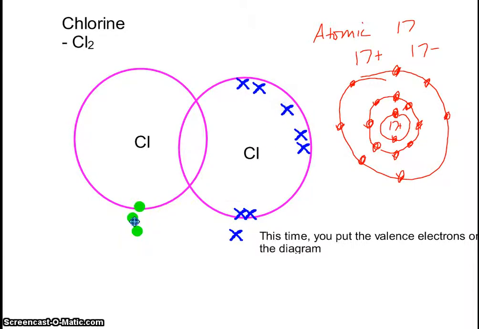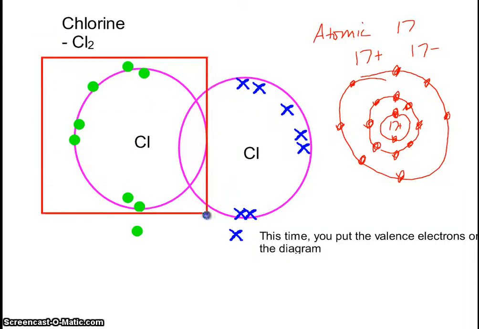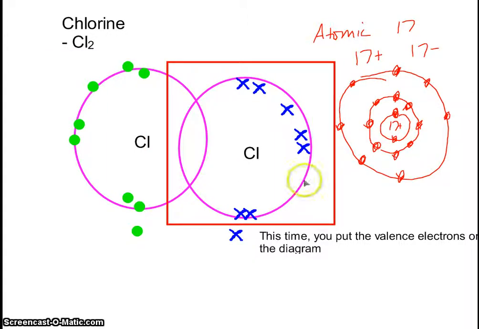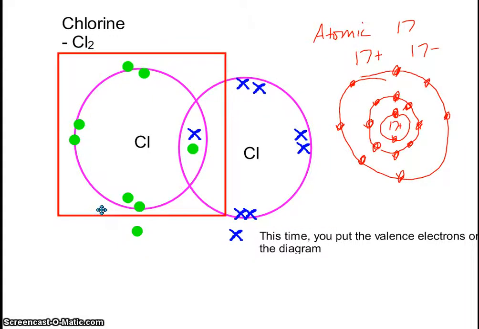For each one. I expect you're already there, right? You've already figured out what's going to happen. This chlorine atom has 7 electrons. So is this one. They both need one more, so they share one. Now this one's got 1, 2, 3, 4, 5, 6, 7, 8. And so is this one.